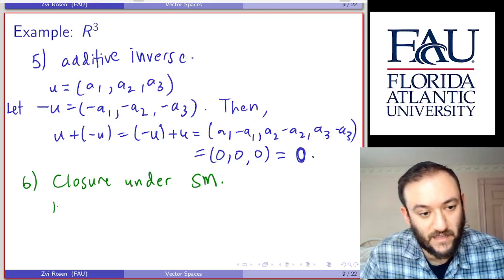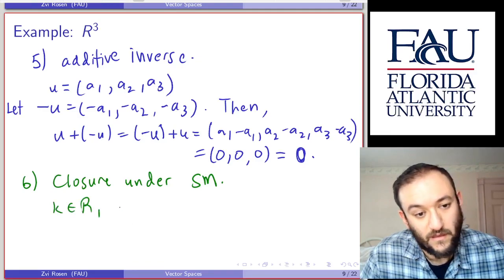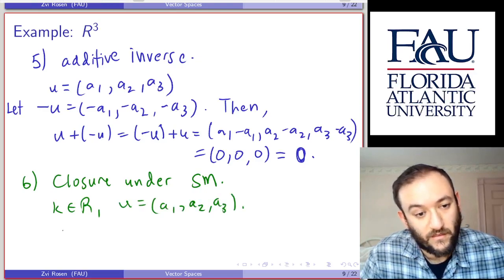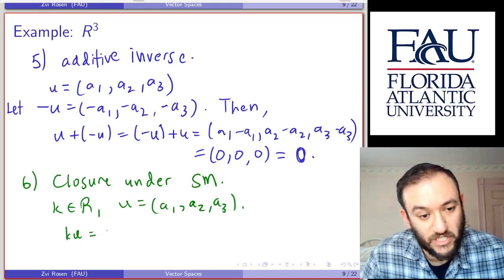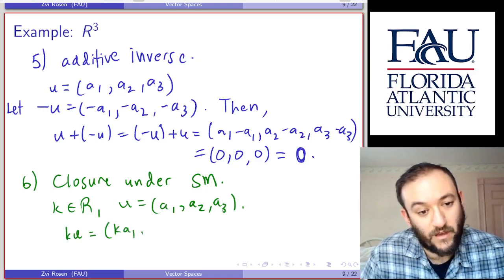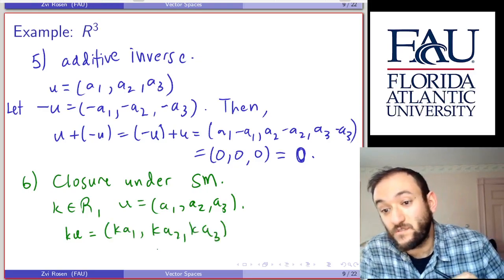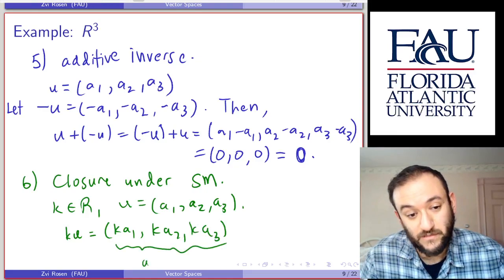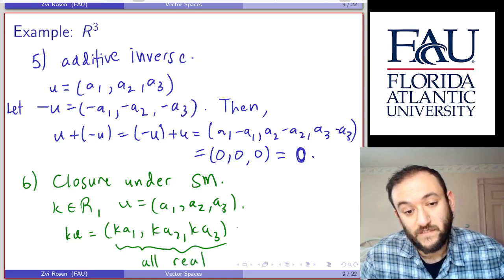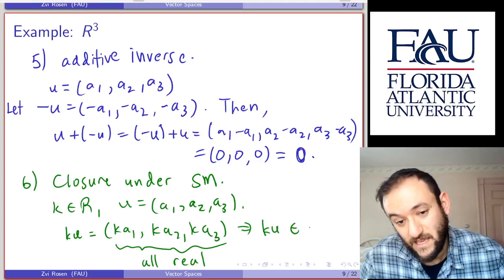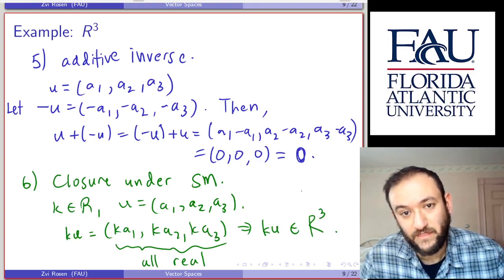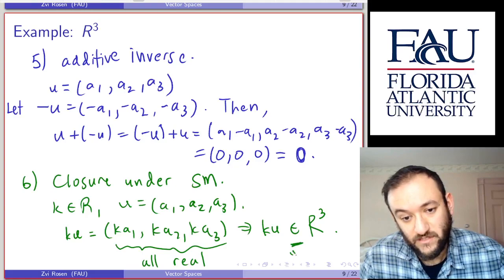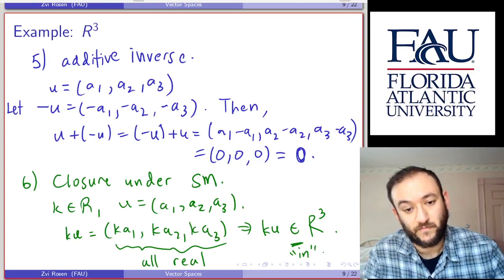Then we can consider k real numbers and u a vector a1, a2, a3. Then ku, which is k a1, k a2, and k a3. Well, since k is a real number and all of the ai's are real numbers, all of these are also real numbers. So that means that ku is in R3. By the way, this symbol, in case you haven't seen it before, just means in. Okay.